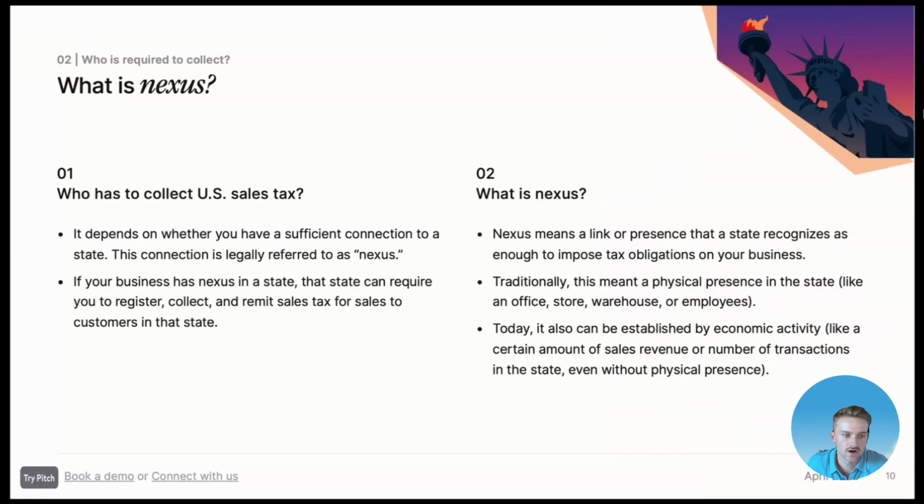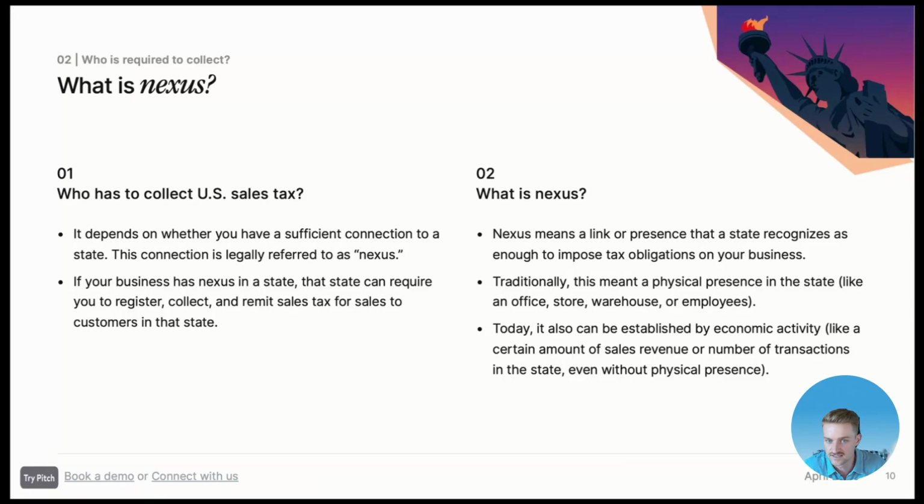All right, who is required to collect sales tax? This depends on whether you have sufficient connection to a state. This is what we legally refer to as nexus in the US, similar to establishment concepts globally. If your business has nexus in a state, that state can require you to register, collect, and remit sales tax for sales to customers in that state.